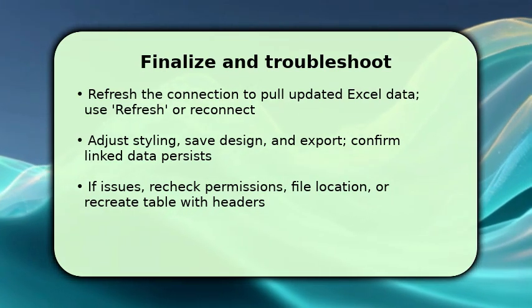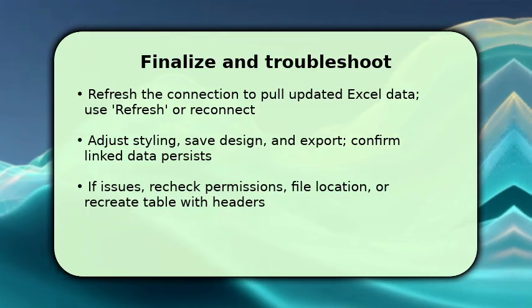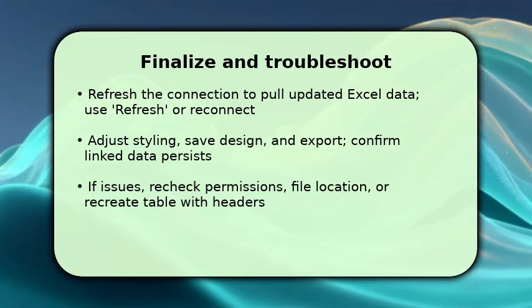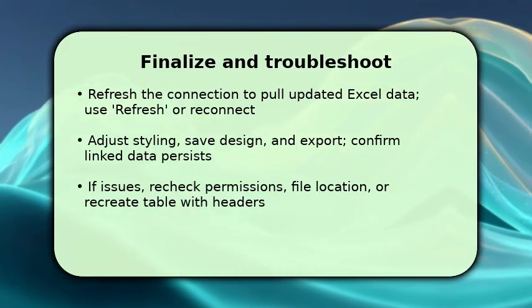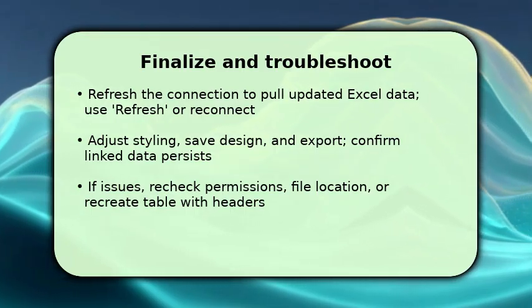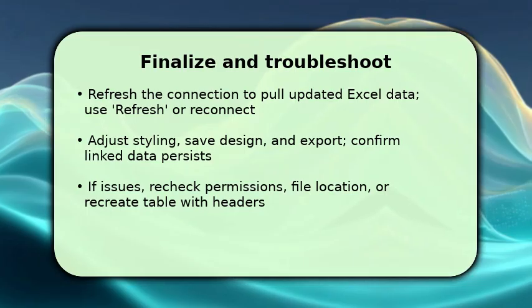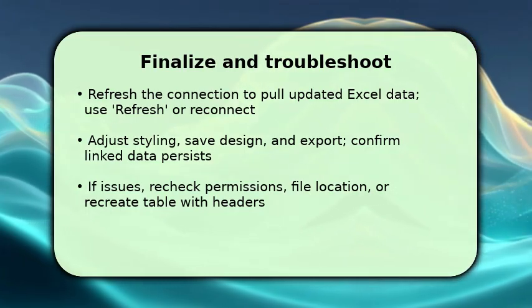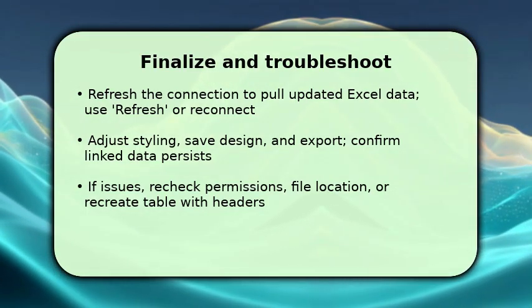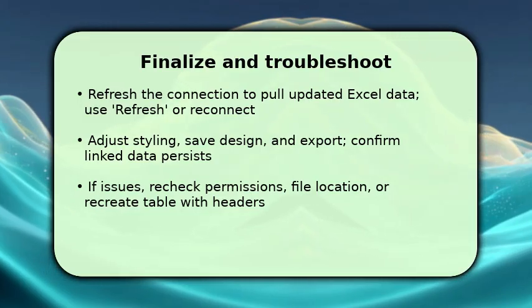To update visuals when the Excel file changes, use Canva's Refresh or Reconnect option so new data syncs into the design. If the link breaks, the most common causes are permissions, moved files, or missing table headers. Recheck sharing settings and file location, or rebuild the Excel range as a table with headers and reconnect. That single troubleshooting step usually resolves sync problems quickly.